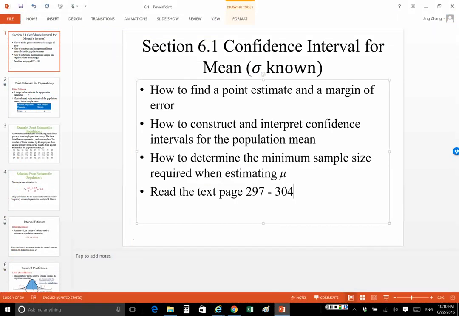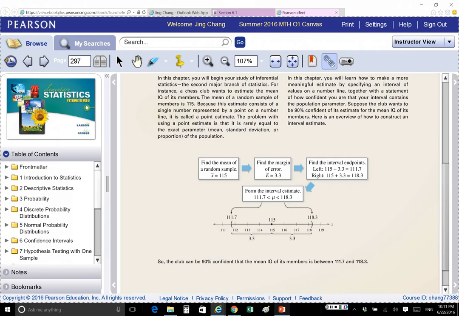Okay, so let's look at the learning objectives of 6.1. So we'll talk about how to find the point estimate, how to find the margin of error, and how to construct and interpret a confidence interval for the population mean, and how to determine the minimum sample size required when estimating a population mean.